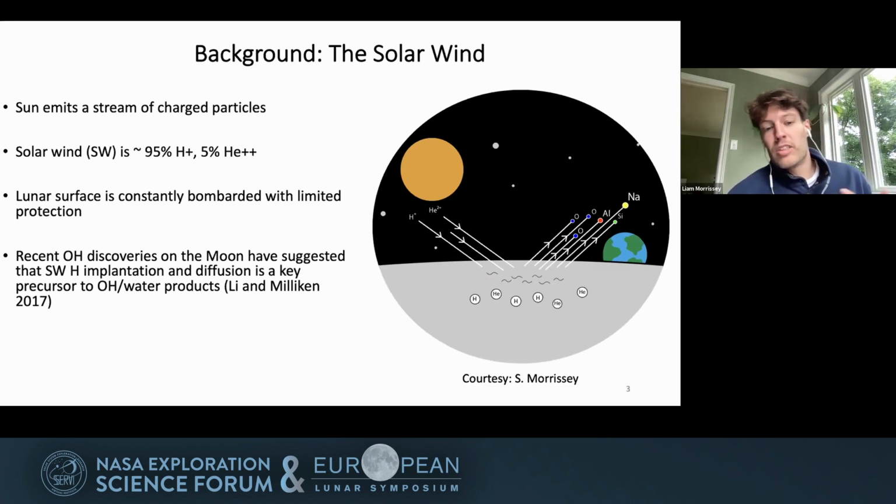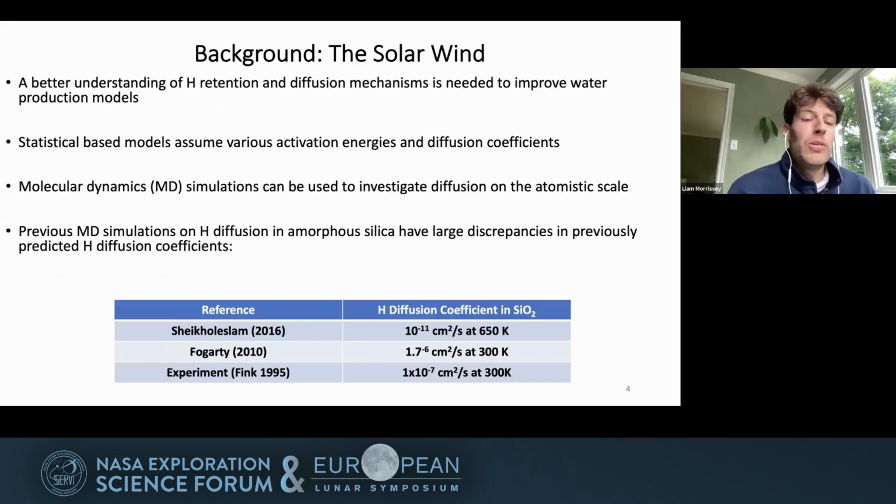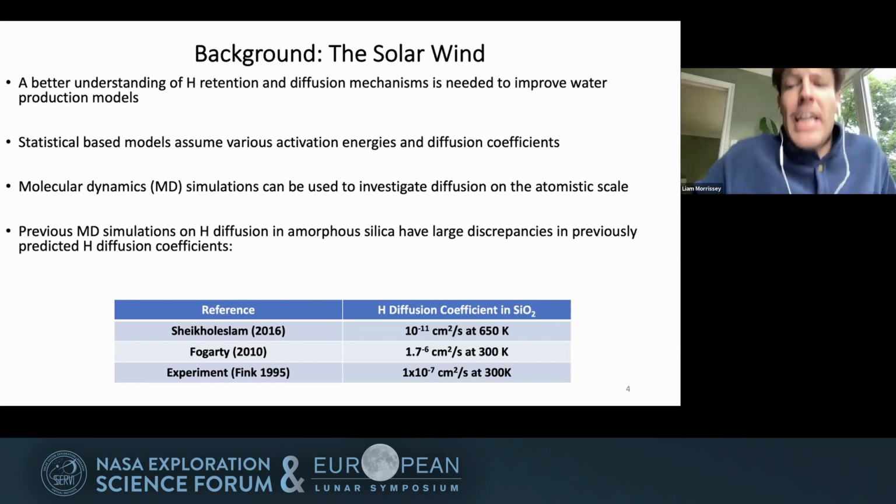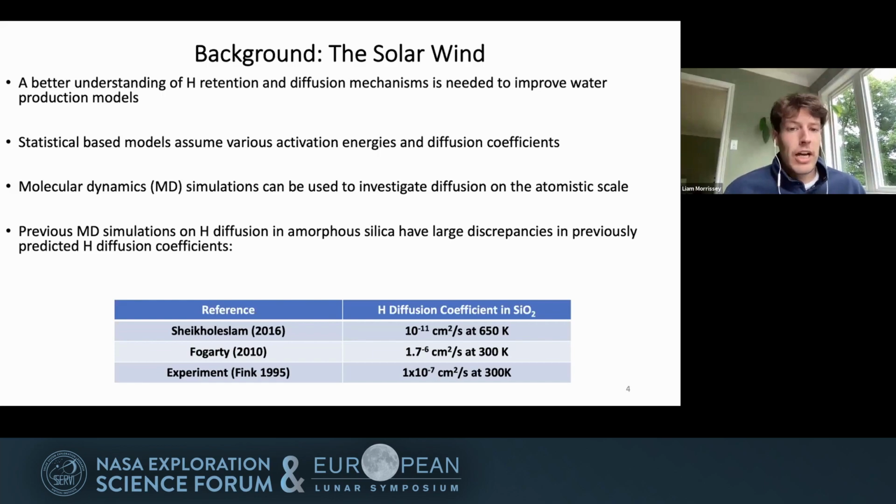Furthermore, recent OH discoveries on the moon have suggested that solar wind H implantation and its subsequent diffusion is a key precursor to both OH and water products. However, we do need a better understanding of H retention and H diffusion mechanisms in order to improve these water production models. Now, common statistical-based models, the models that you'll often see used, assume various activation energies and diffusion coefficients. In contrast, we can use molecular dynamics, or MD, to actually investigate the diffusion on the atomistic scale.